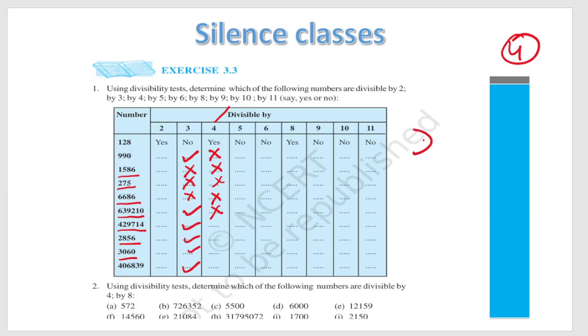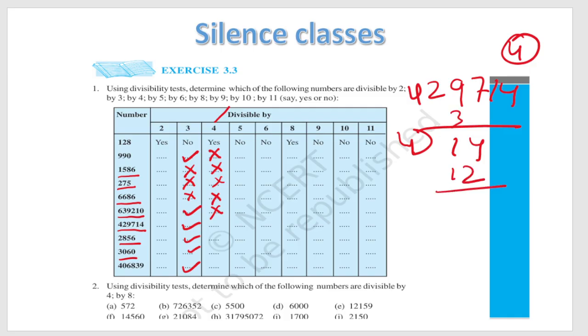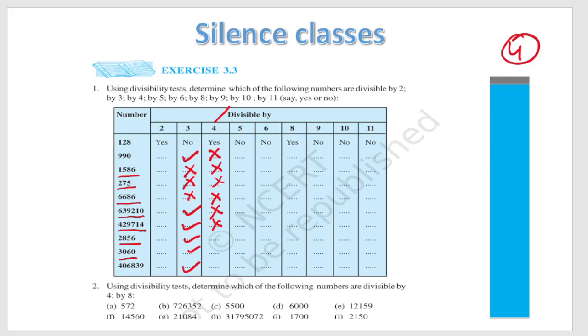Okay, now check it out. The next number is 429714. This means 14 is the number, and 4 threes are 12. 2 is the remainder, which means this number is also not divisible by 4.